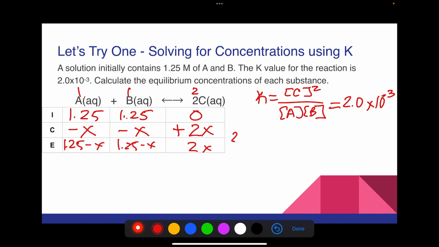So let's go ahead and plug this into the equation. We know that 2 times 10 to the negative third will be equal to (2x) squared. Be careful to square that whole term, not just the x. Divided by (1.25 minus x) times (1.25 minus x), which I'm just going to call (1.25 minus x) squared.